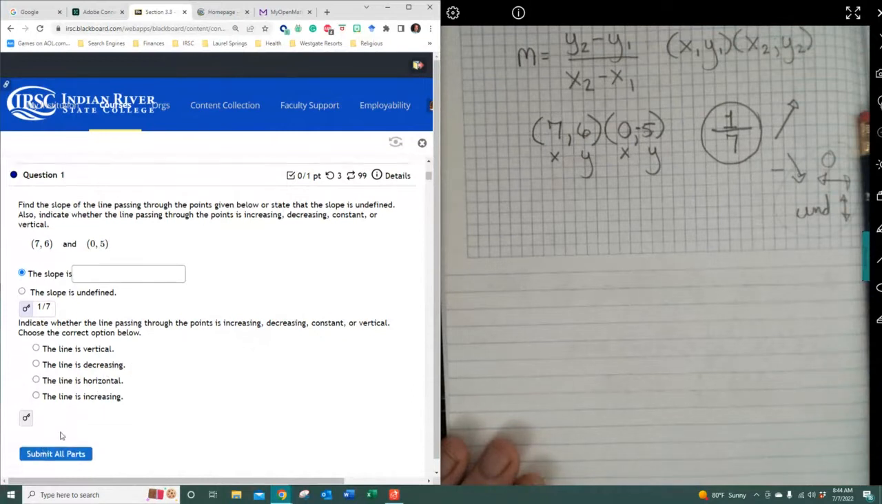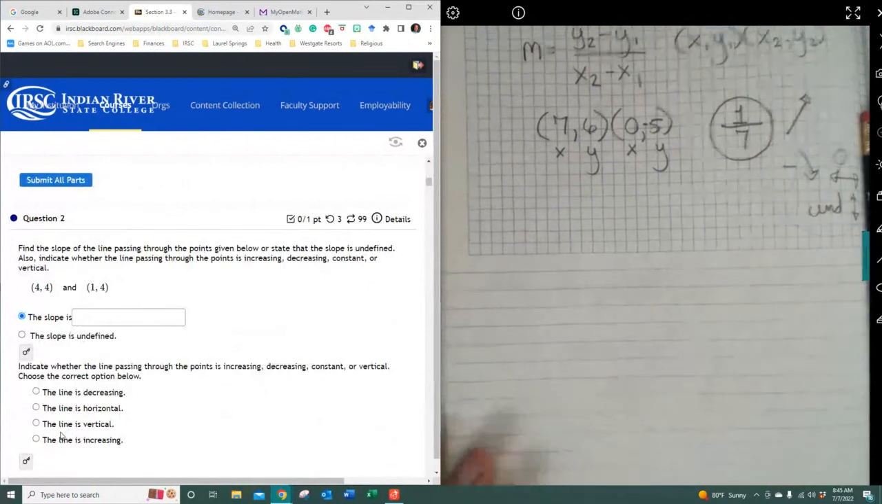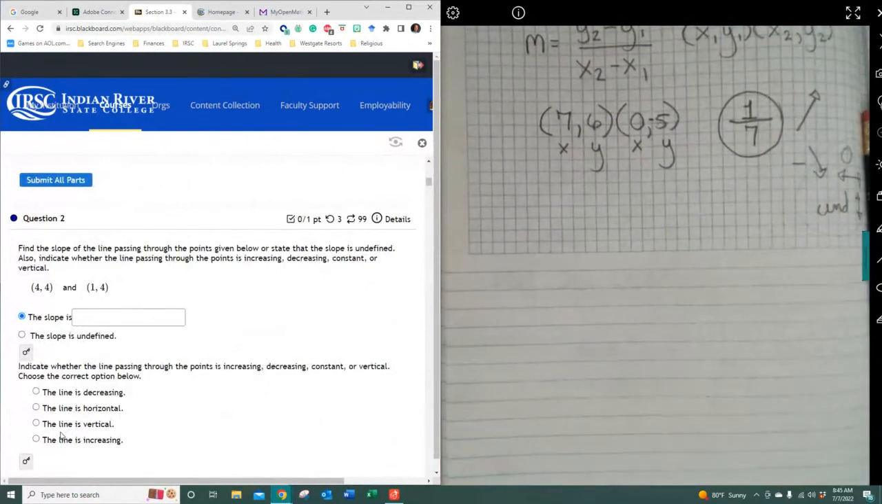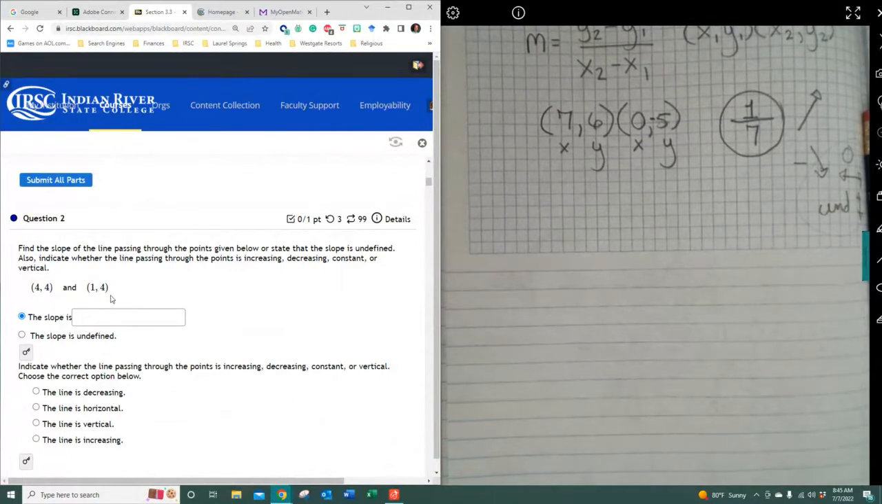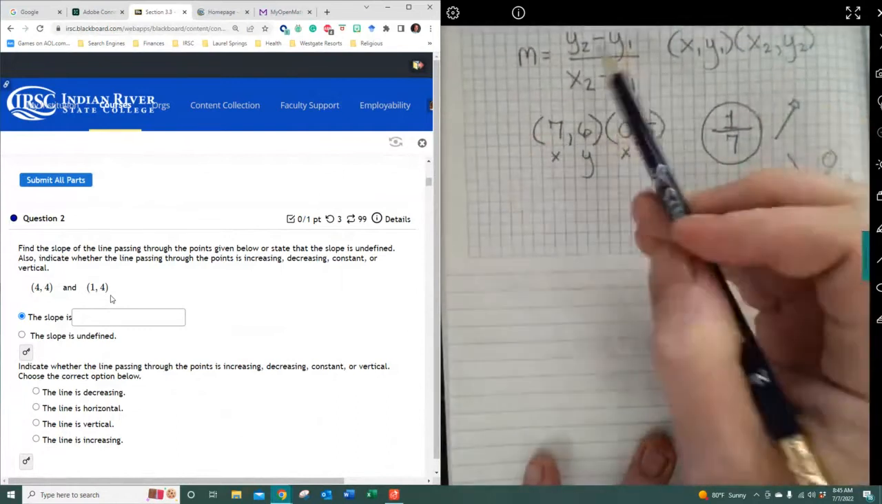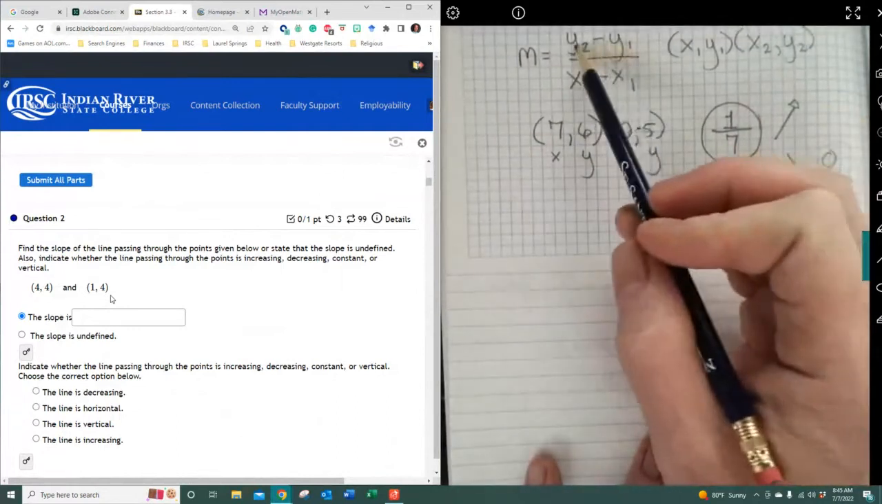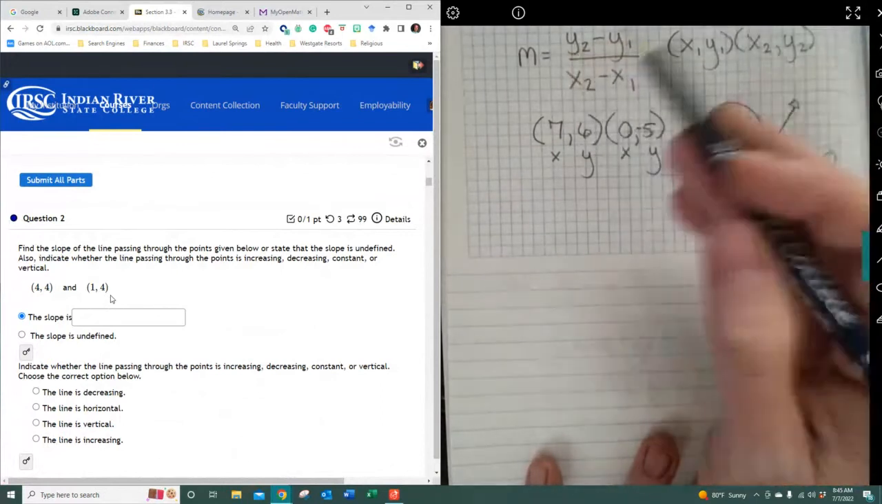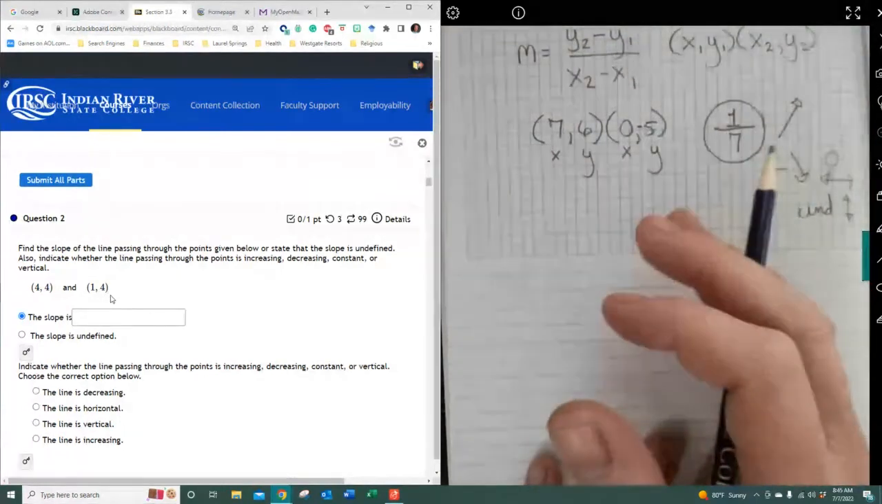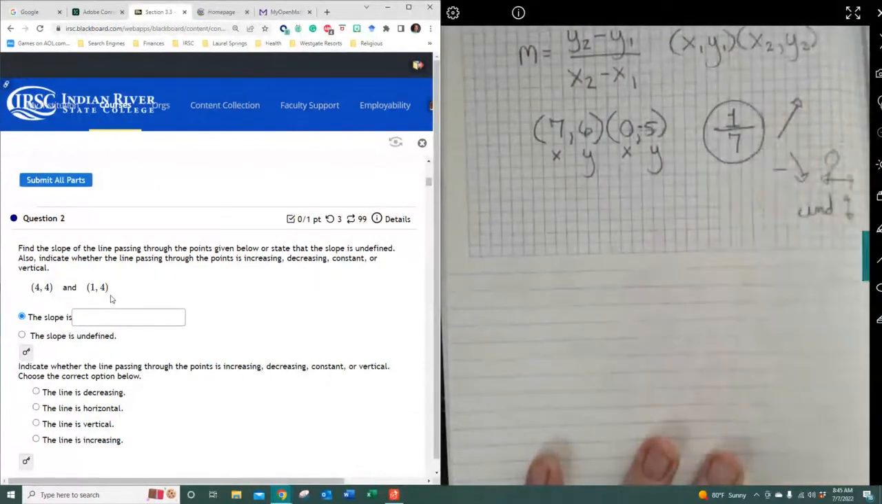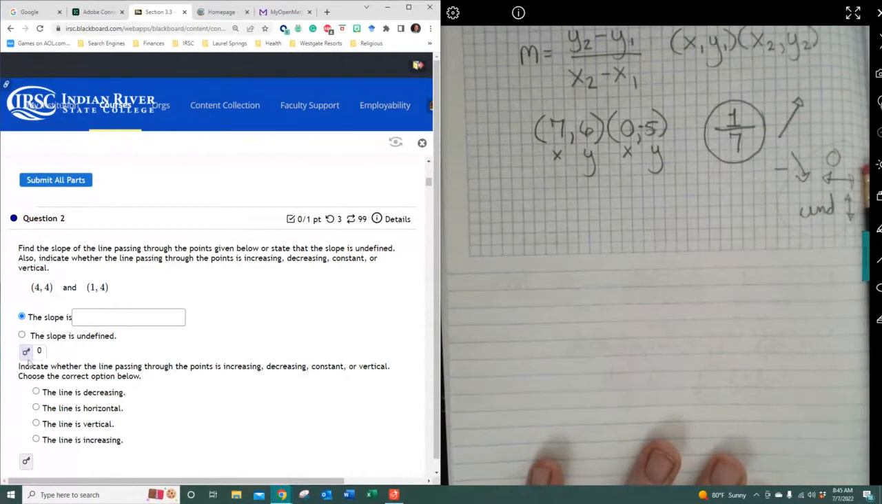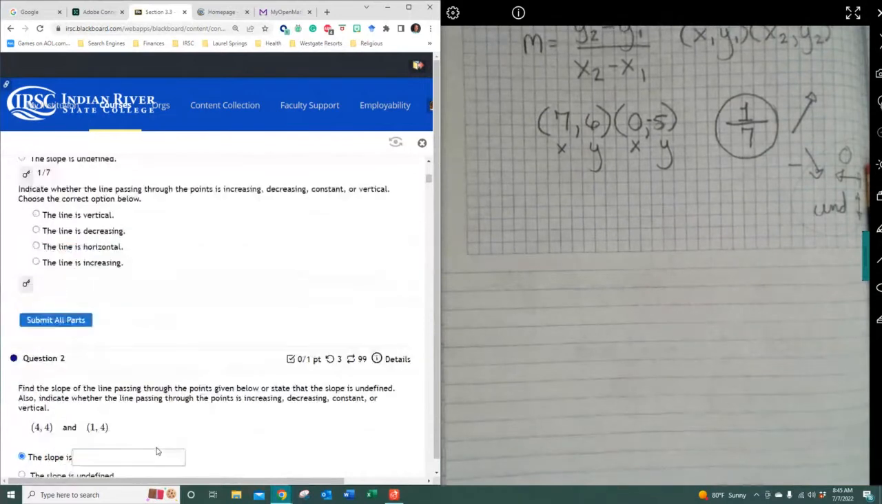When we do question number 2, I wanted to point out that this one is unique in the fact that the y's are the same. When the y's are the same, that means you're going to subtract 4 from 4 and get 0. So it doesn't matter what the x's are. If the y's are the same, the value is always going to be 0. And if it's 0, then it's horizontal. So the slope is going to be 0, and it's going to be horizontal. So let's lock that into our heads.